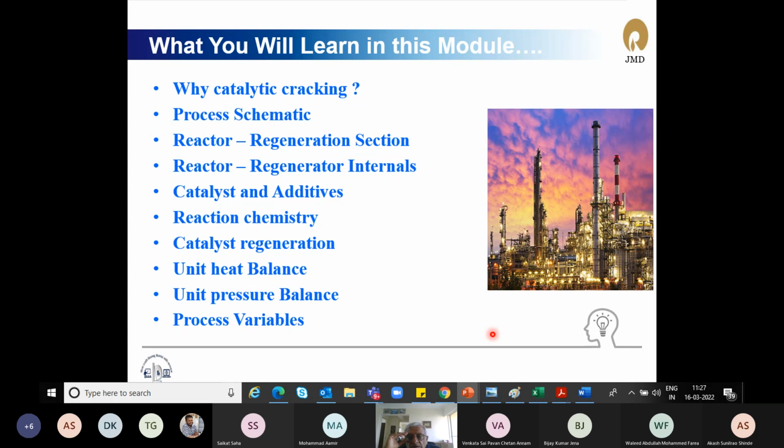equipments that we use. The heart of the FCC technology is the reactor regenerator section. Now, this is one area that I would definitely like you to learn because at some stage or the other in your career, you would actually have to do something or the other with this particular technology.